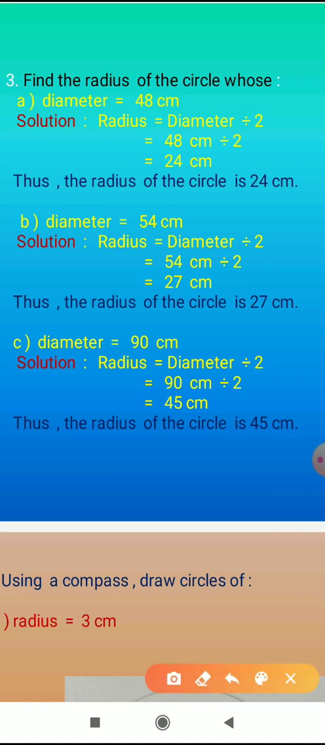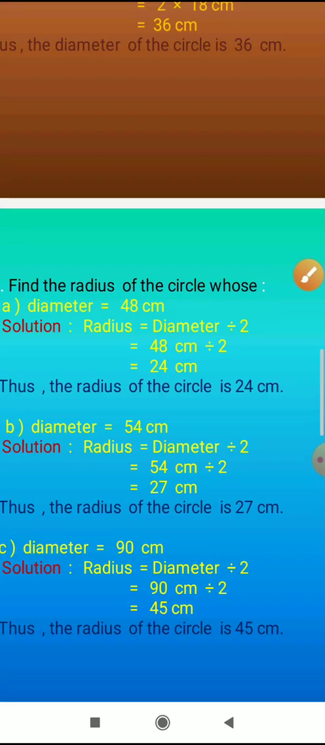Okay. Next example, diameter is 90 centimeter. So here first we write formula, radius is equal to diameter divided by 2. Here diameter is 90 centimeter. So divide 90 by 2.